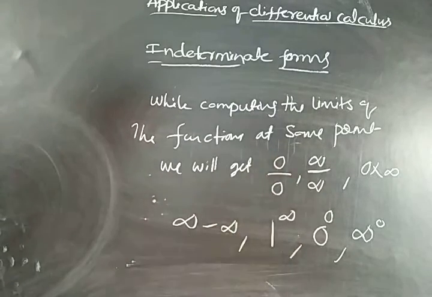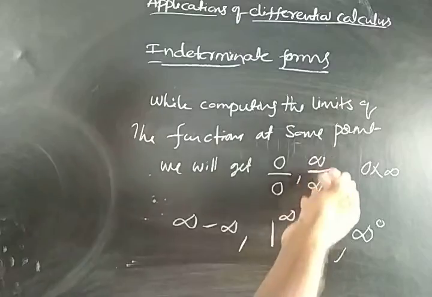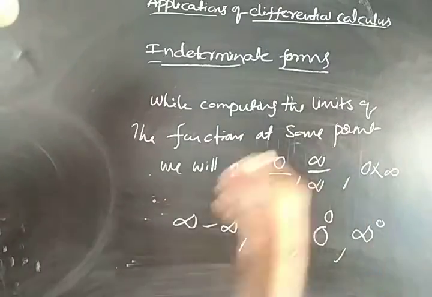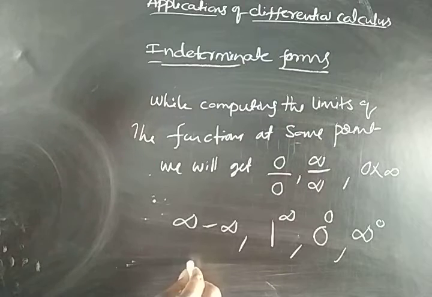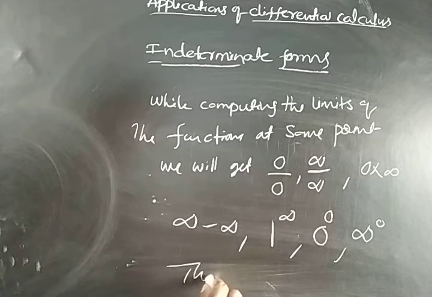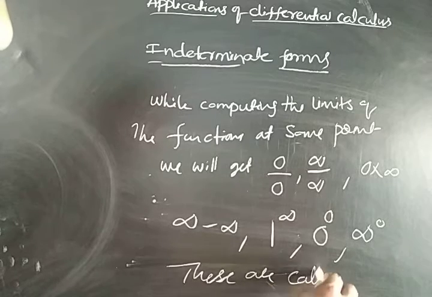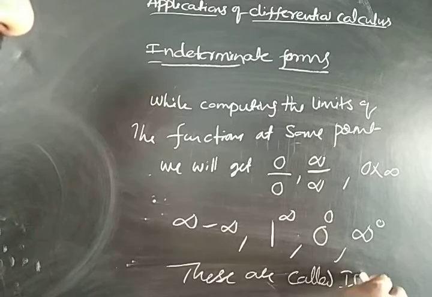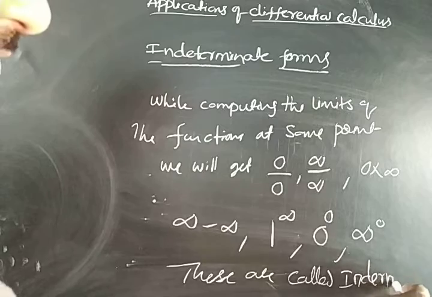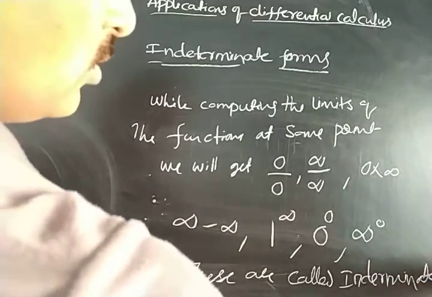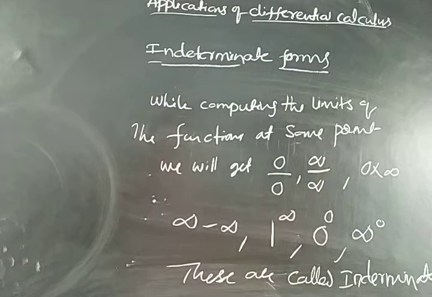0 by 0 form is not defined. So 0 by 0 form is called an indeterminate form. Infinity by infinity is also an indeterminate form. These are all called indeterminate forms. So at that time we cannot say the limit of the function.